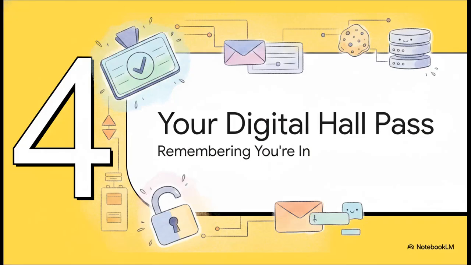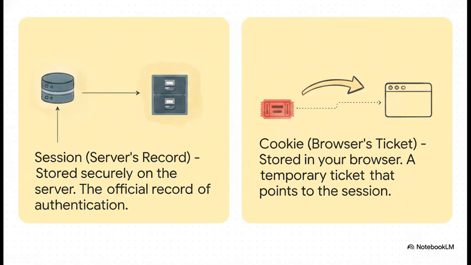Okay, so you're in. The server has verified you. But remember the web's amnesia problem? How does the server remember you when you go to the next page? Well, it hands you what you can think of as a digital hall pass. This is a brilliant two-part system. On the server side, it creates a session, which is the official record saying, yep, this person is logged in. Then it gives your browser a tiny little file called a cookie. That cookie is your ticket, your hall pass. It doesn't contain your password or anything, just a unique ID that matches the session record on the server.